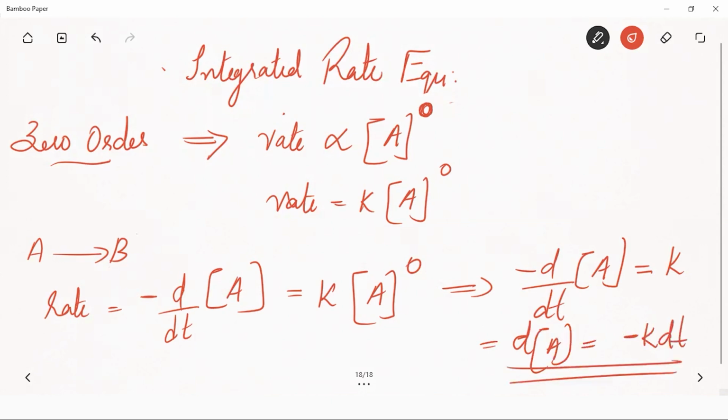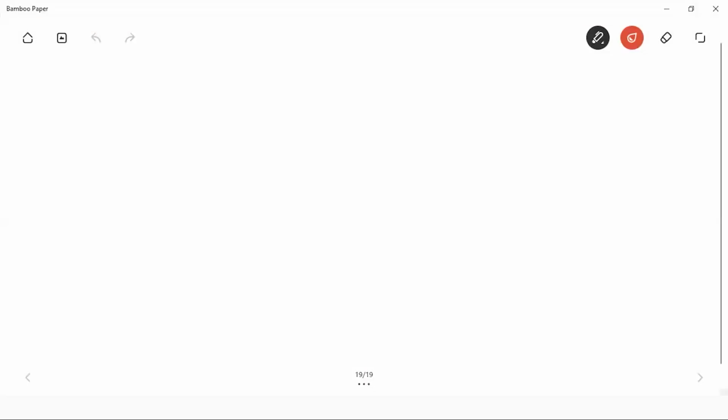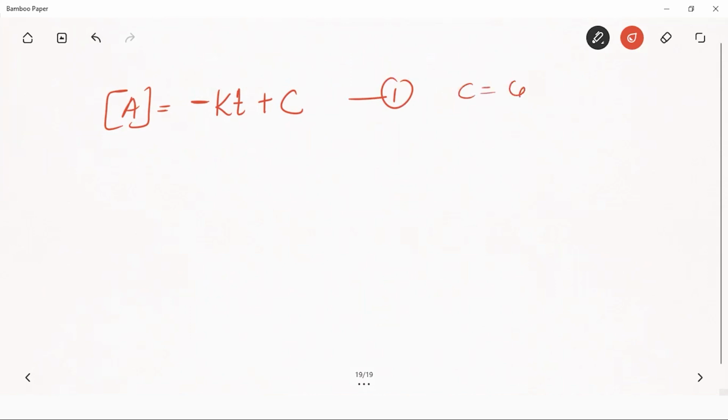This is a derivative, right? So we have to take integration on both sides in order to remove that d. So after integrating, you will be getting [A] is equal to minus kt plus C. Let it be the first equation. Now, what is C? C is the constant of integration.